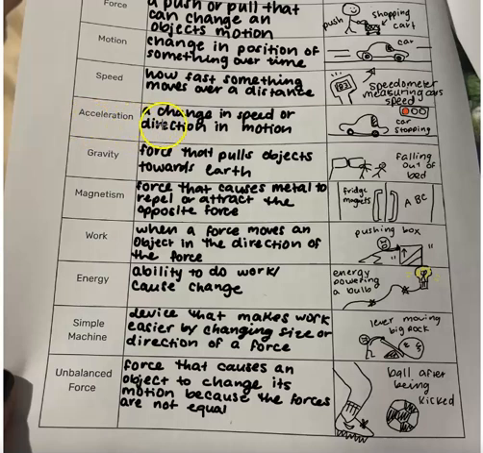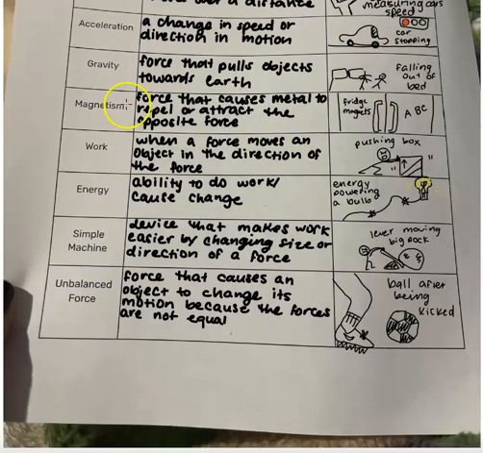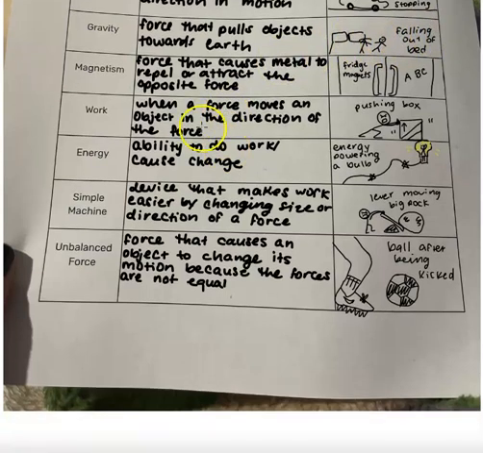For acceleration, I wrote a change in speed or direction in motion. So that would be a car stopping at a red light, for the example. For gravity, I put force that pulls objects towards Earth. I put a person falling out of bed. For magnetism, I wrote a force that causes metal to repel or attract the opposite force. I wrote fridge magnets.